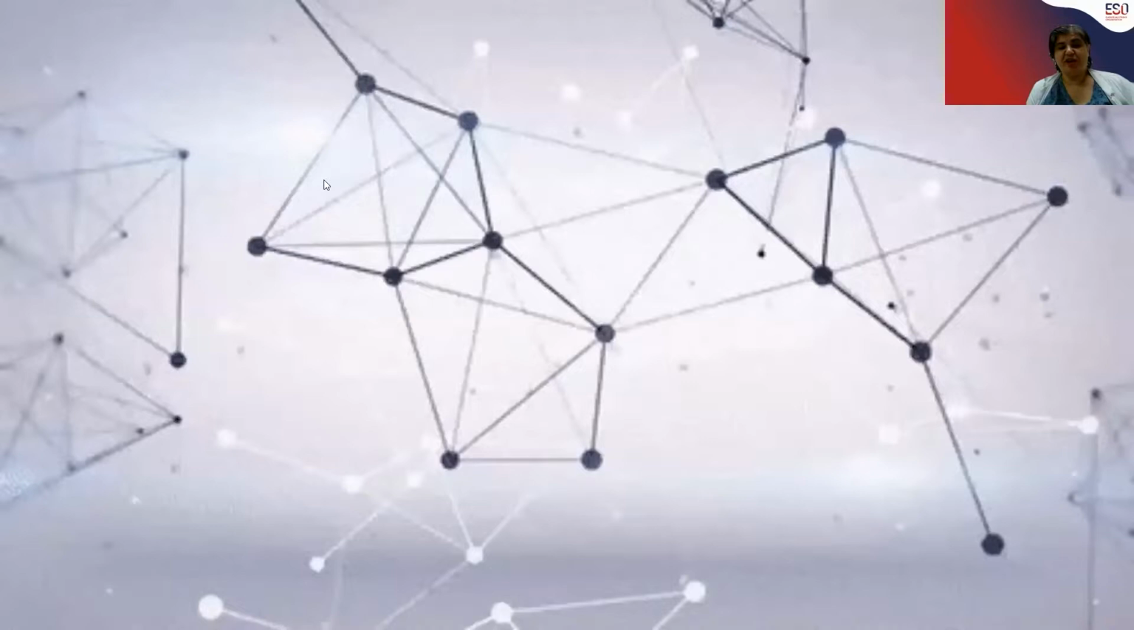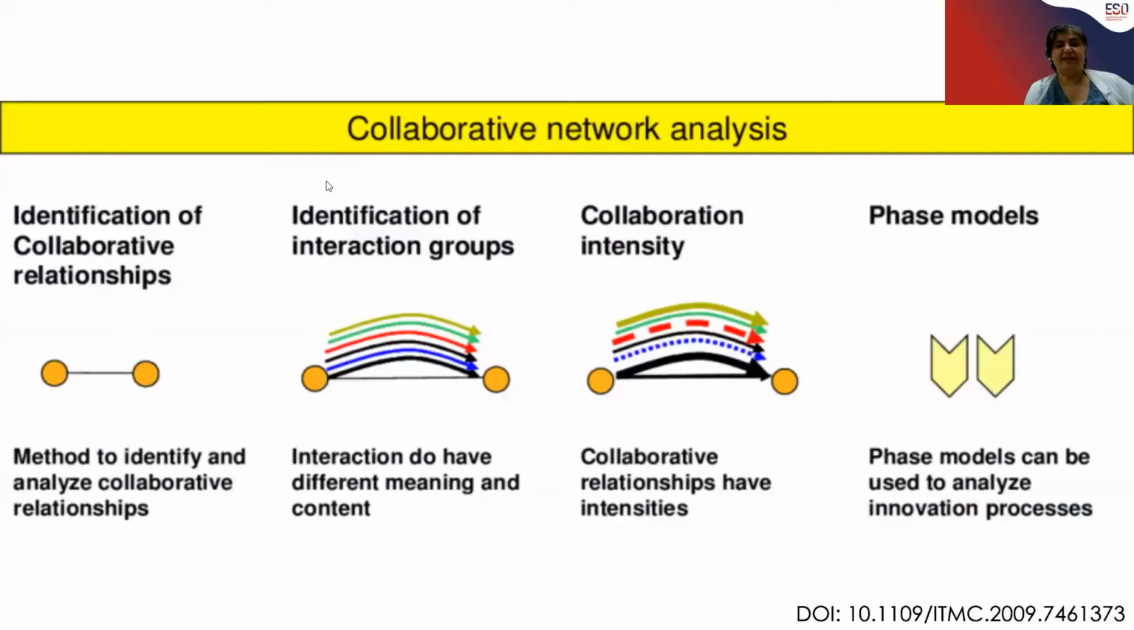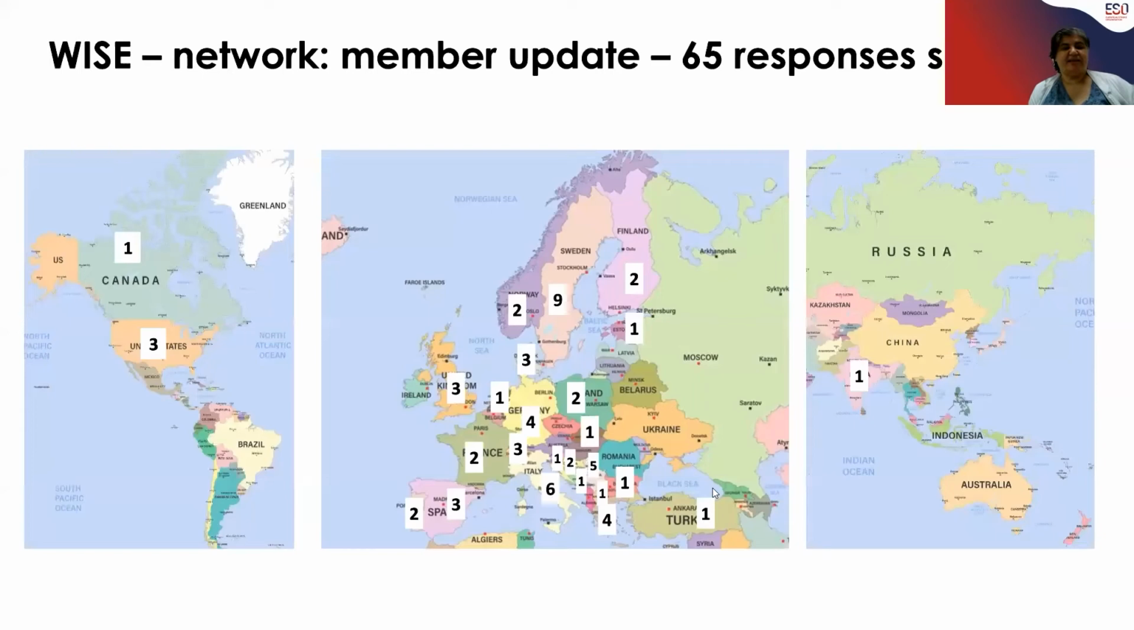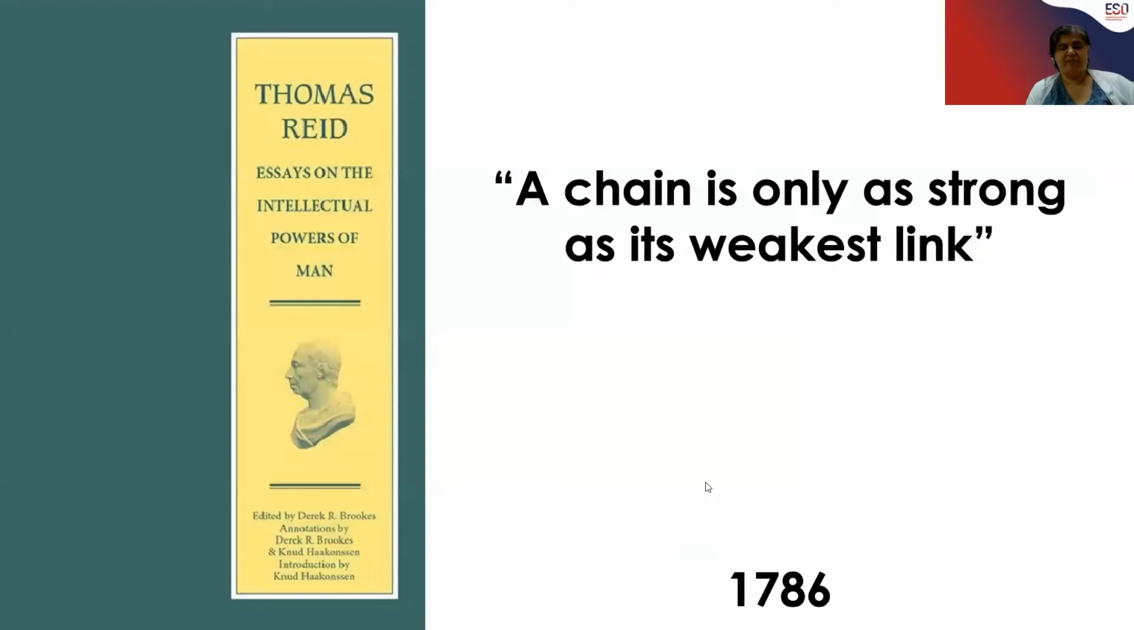And a network is a living creature. From a collaborative network analysis point of view, you can find the connection between the individuals in the network, but interactions could have different directions and different intensities. For example, the WISE group is a good example of a network. We are a growing network of members. As of yesterday, 65 answers were collected within the network. We are updating the number of our members. And each member is important because a chain is only as strong as its weakest link. Thanks.